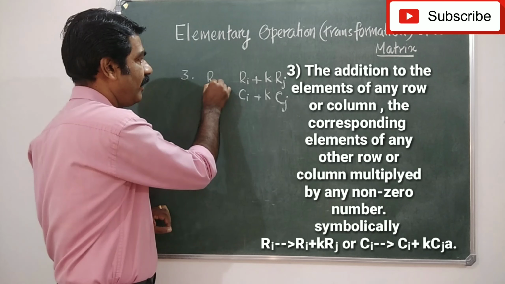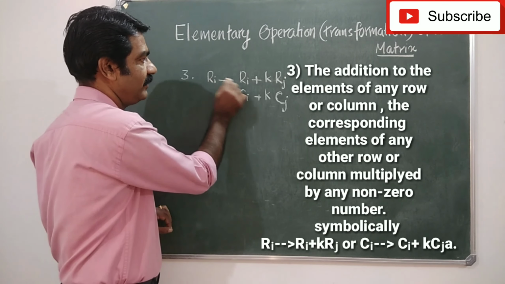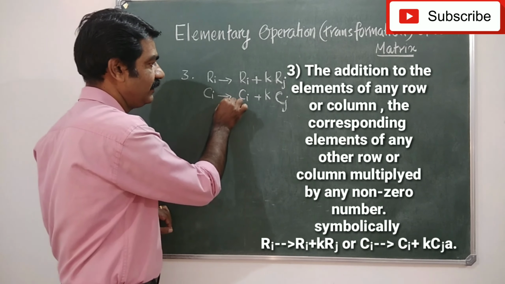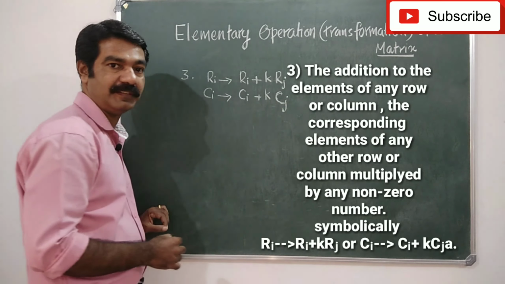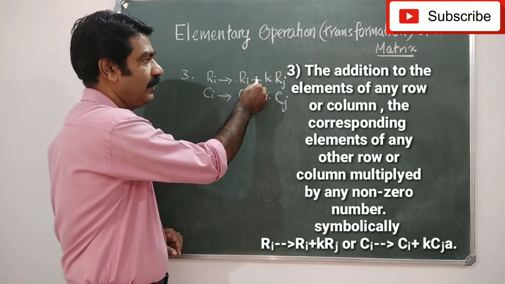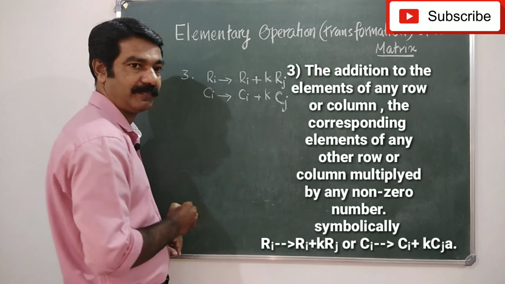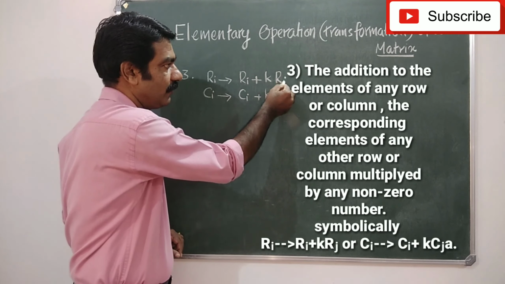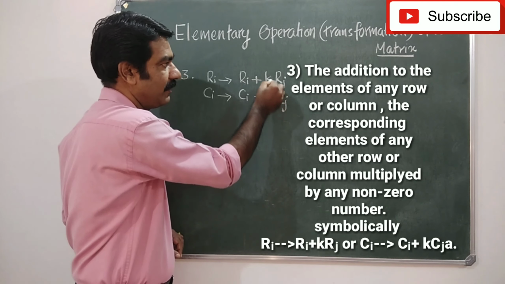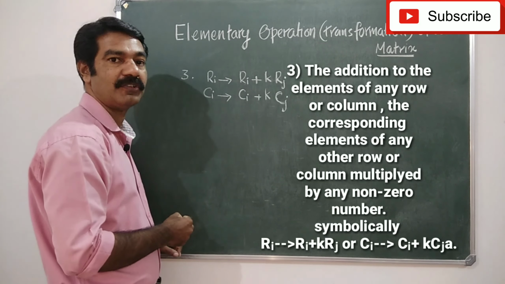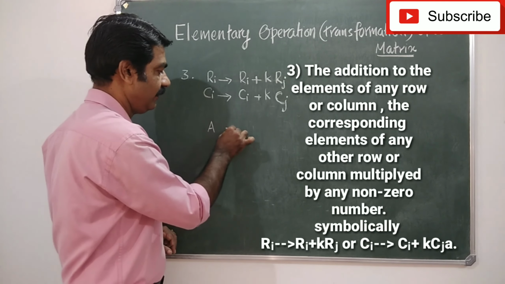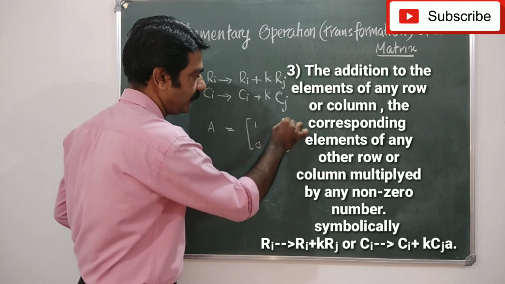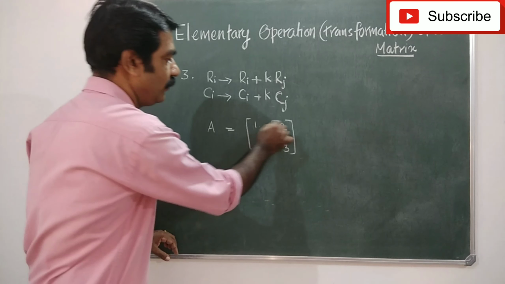We can write Ri changes to Ri plus K Rj, or Ci changes to Ci plus K Cj. Explained once more: addition to the elements of any row or column, the corresponding elements of any other row or column multiplied by a non-zero constant. This is an example that is very easy to understand. Suppose A is the matrix 1, 2, 0, 3.